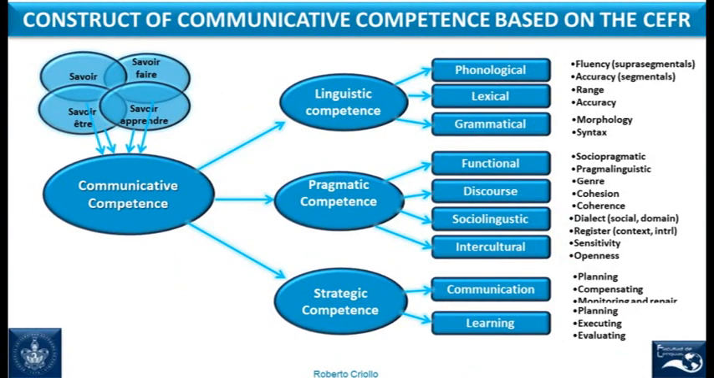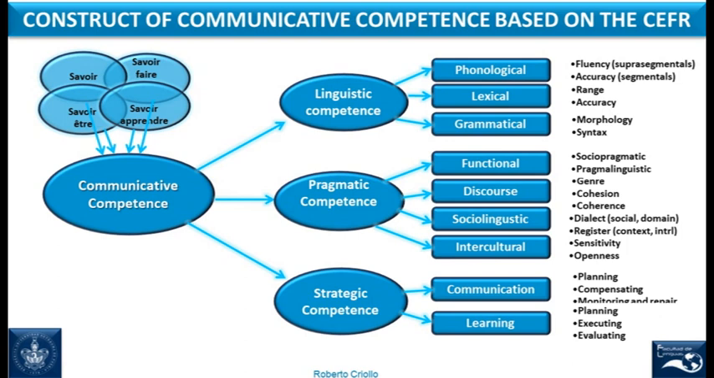Now, if we see the place of sounds and pronunciation in the general construct of communicative competence, we will see that in order to be able to speak a language, that means to have proficiency or communicative competence, there are many skills involved. There is linguistic competence, pragmatic competence, and strategic competence. And each of these are divided into different other competences. We will see that linguistic competence, for example, involves phonological competence. That means fluency and accuracy in the language.